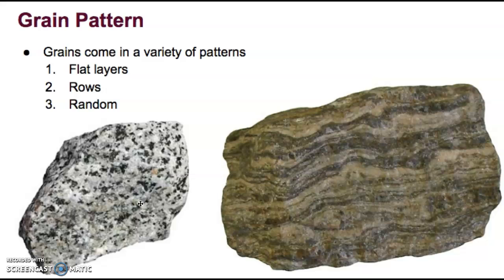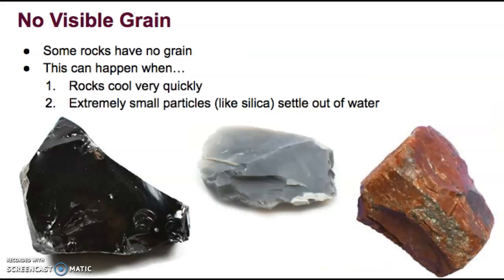So we have an example here of granite on the left that is a non-banded rock. And we have an example here of a mineral called schist that is a banded rock. Oftentimes, our banded rocks are examples of metamorphic rock, and you'll learn a little bit more about why that's the case in a later section.